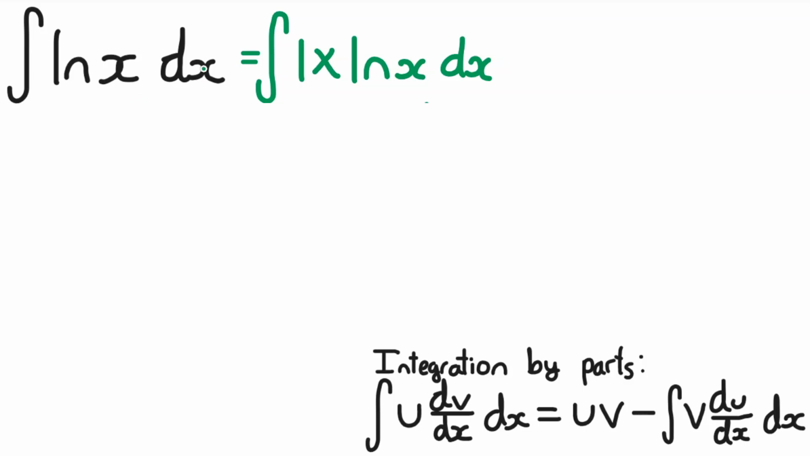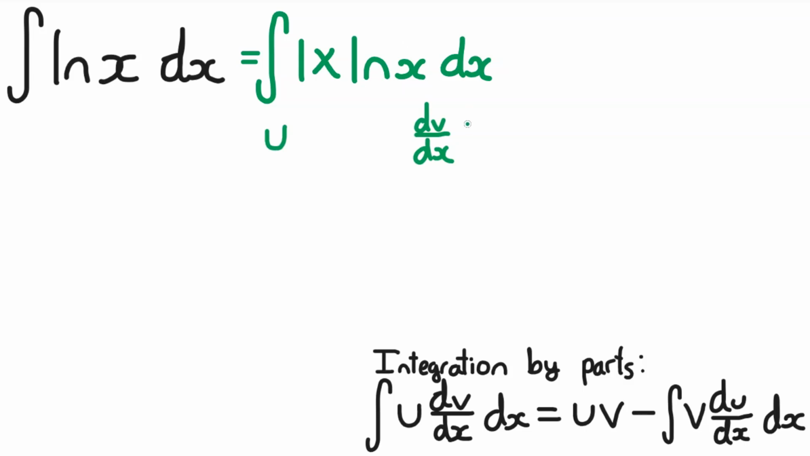And when we do this, we have now technically got two functions multiplied together, this 1 and this natural log of x here, and therefore we can use integration by parts and call one of these u and one of these dv over dx. So the question is, what way around are we going to do it? Well, we've kind of talked about this before.